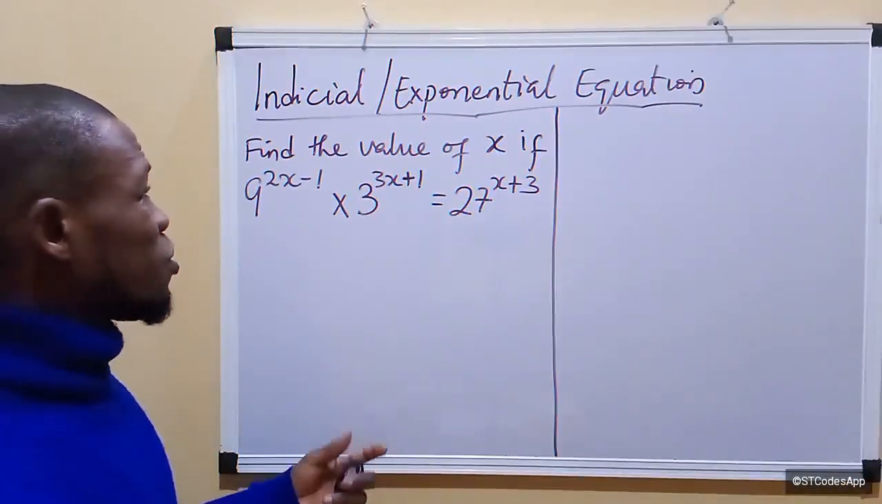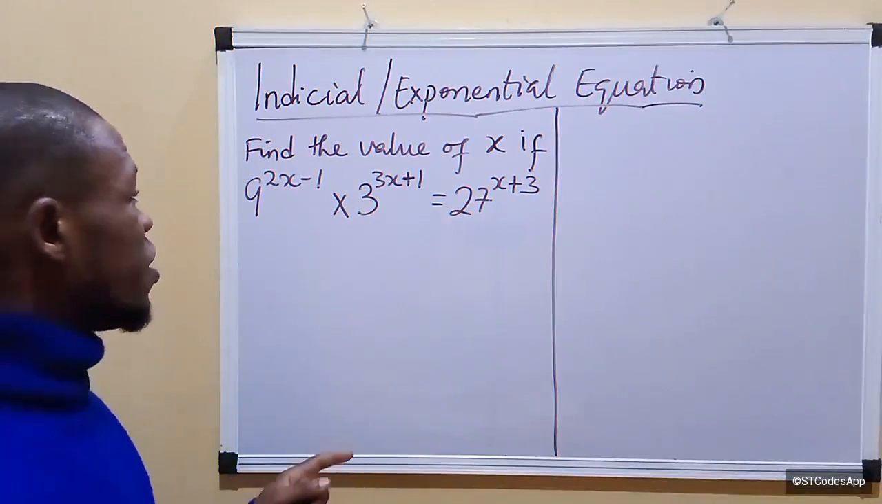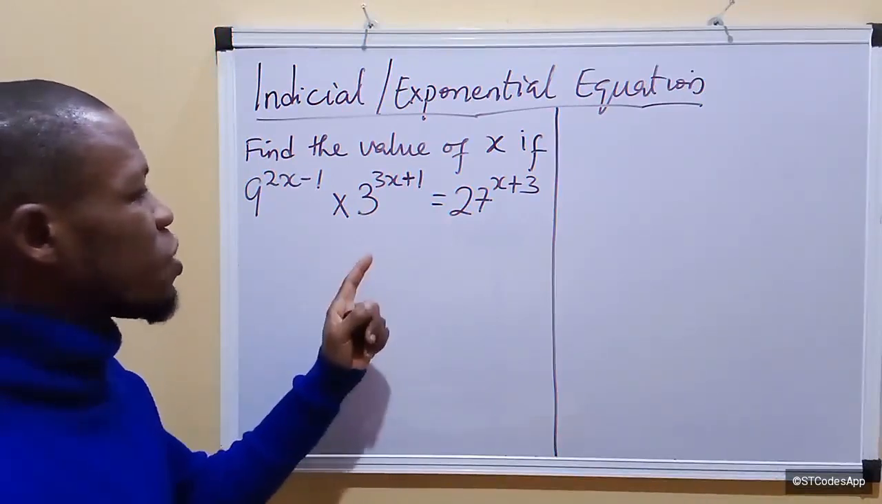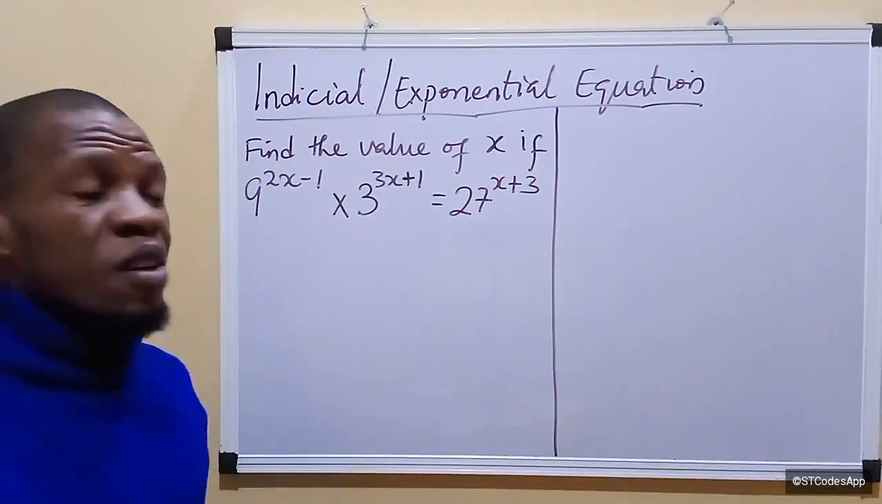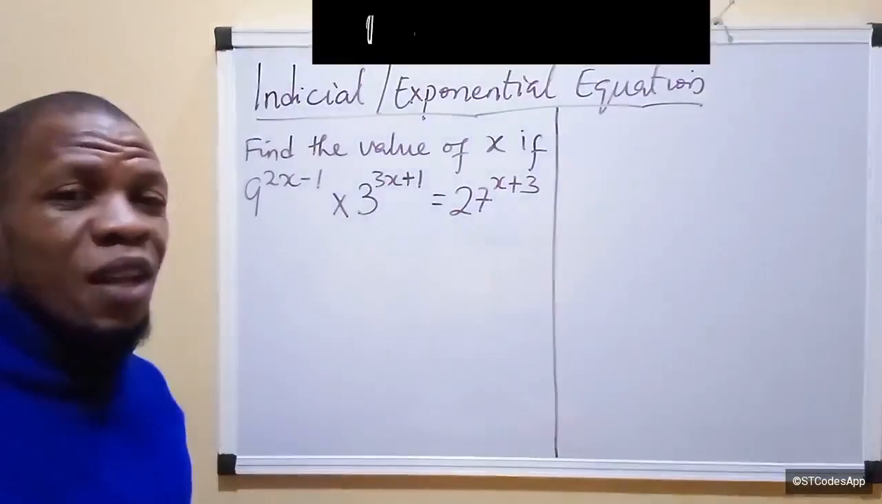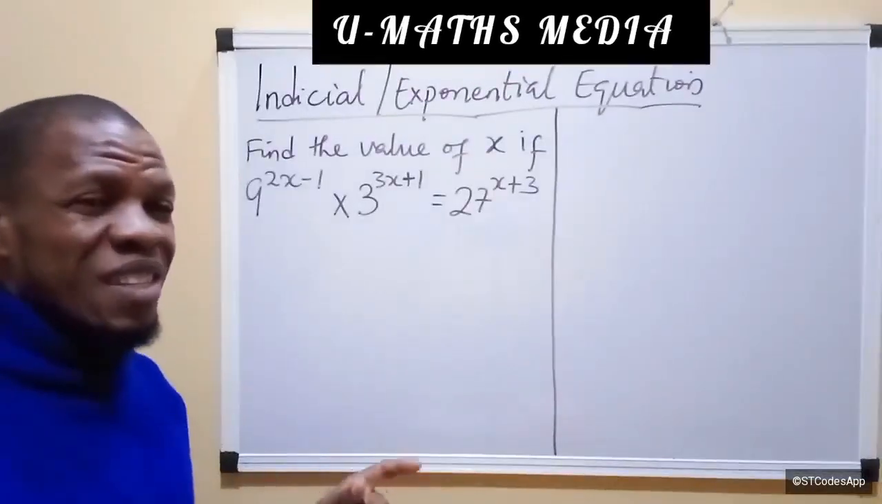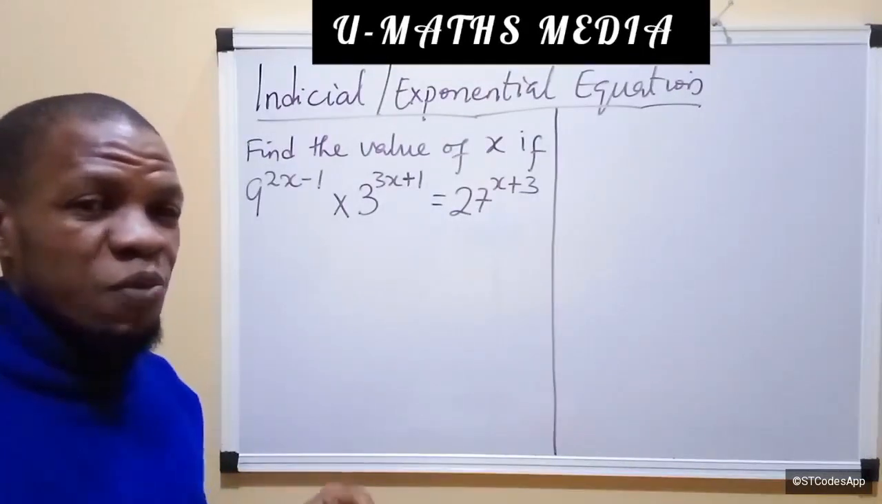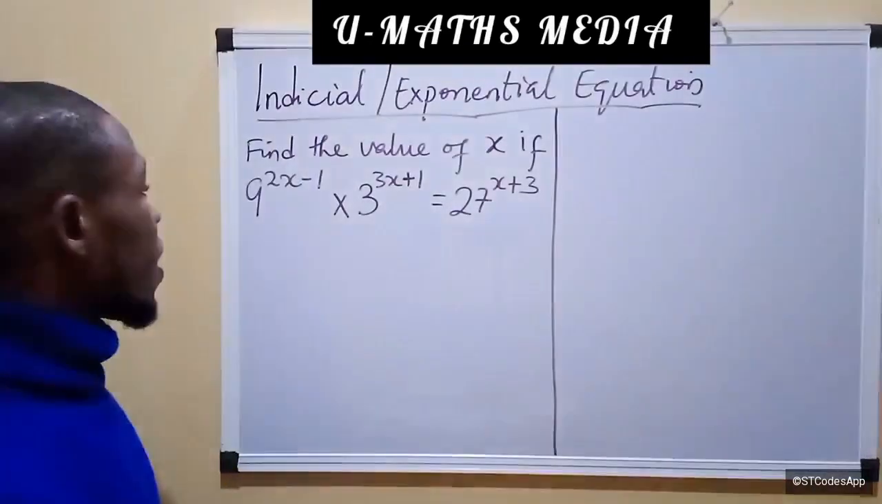Okay, the problem we have to solve today is: find the value of x if 9 raised to the power 2x minus 1 times 3 raised to the power 3x plus 1 is equal to 27 raised to the power of x plus 3. In solving this problem, we are going to be applying the laws of indices which we learned in the previous video. I'm going to drop the link of that video in the description of this video. Do well to check it.